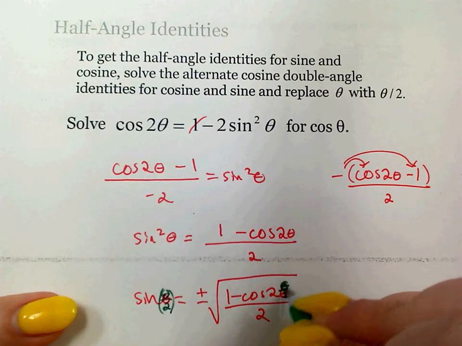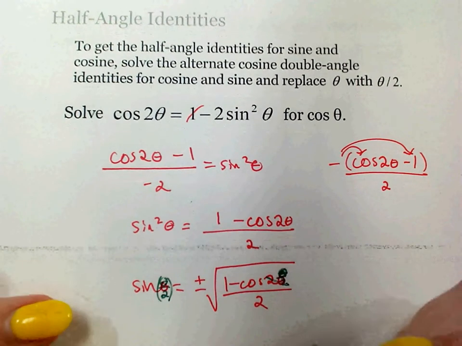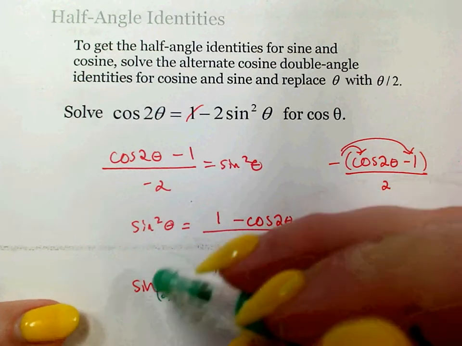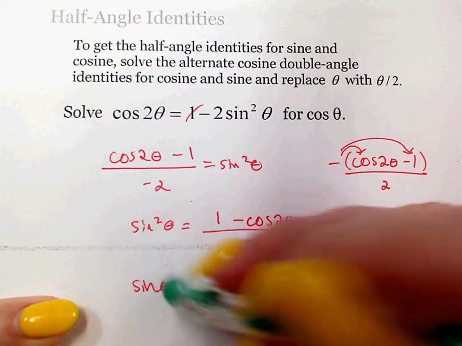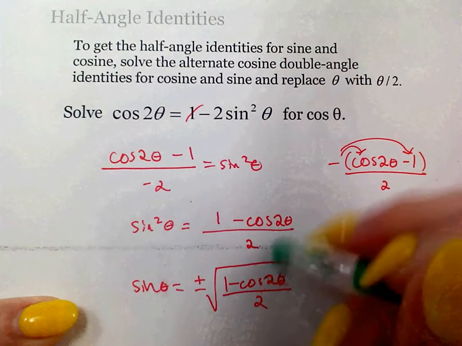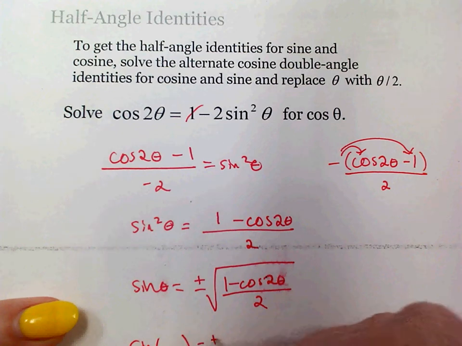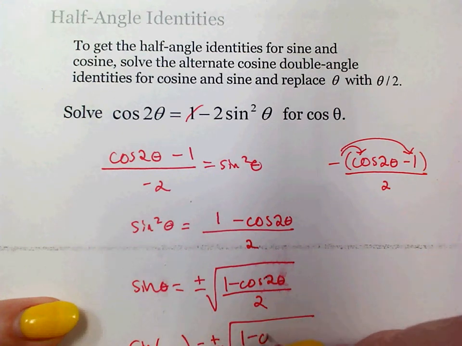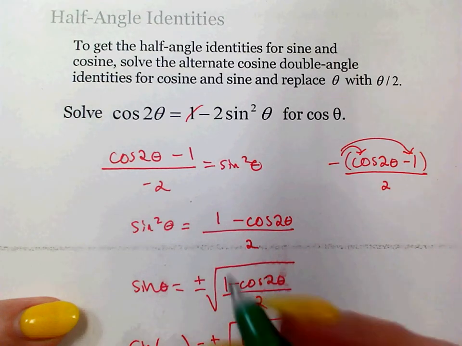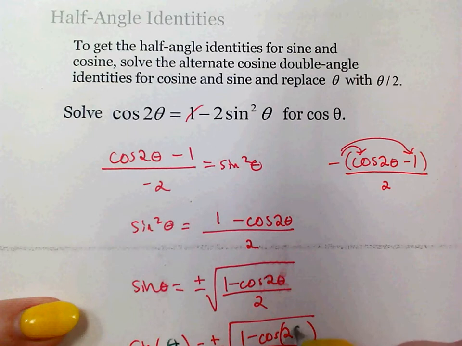then those go away. That just looks terrible, I'll just rewrite it. Sine of theta divided by 2 equals plus or minus the square root of 1 minus cosine of 2 times theta divided by 2, over 2. Replace each angle with theta divided by 2, the 2's go away, and we're left with our final answer. Sine of half angle.